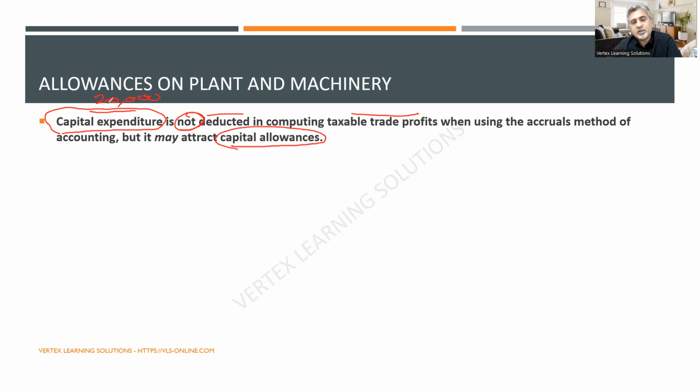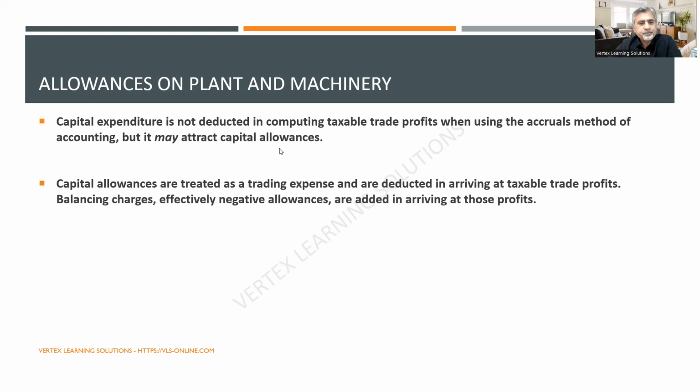Instead of taking all 20,000 into your profit and loss, remember we used to take depreciation in the income statement. So we said balance sheet, 20,000 asset will go, and the depreciation on that asset will come to the income statement. The same logic is here: the capital expenditure which you make, the capital allowance, which means the depreciation on that asset, will come to the income statement. So this first sentence is something you already know. Capital allowances are treated as a trading expense. Yes, capital allowance means depreciation.